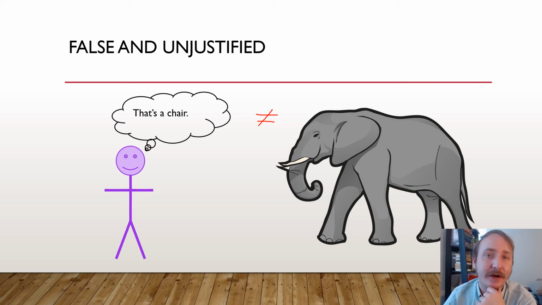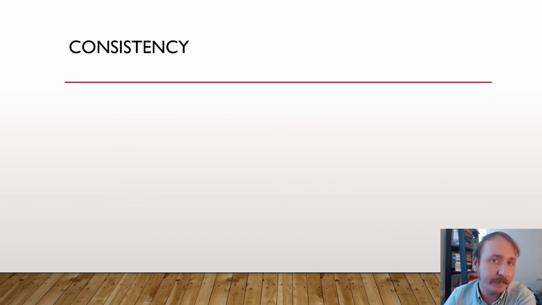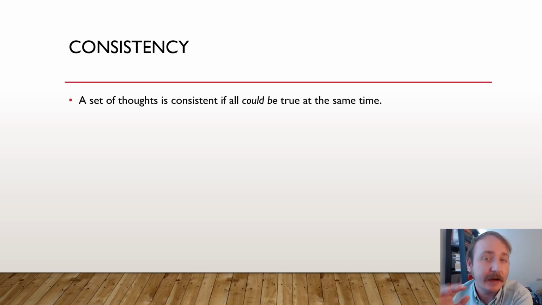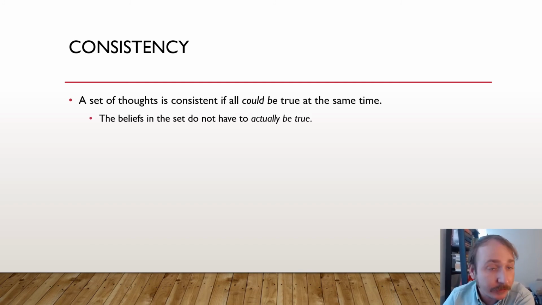Another important concept that's important for critical thinking is consistency. This is a concept that has, like the others, analogs in common sense, but when we talk about it in the context of philosophy and critical thinking more generally, it has a pretty specific meaning. So a set of thoughts is consistent if all of those thoughts could be true at the same time, right? And here's a really important thing. The thoughts don't have to actually be true.